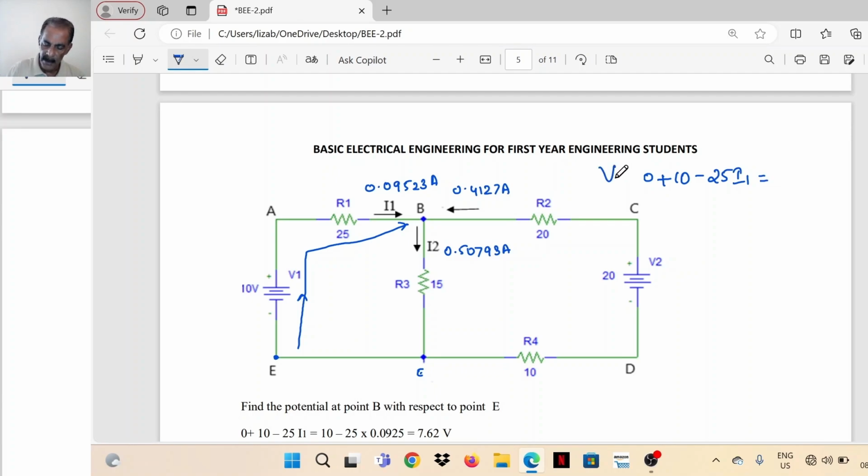So VB with respect to ground is 0 plus 10 minus 25 I1, that is 10 minus 25 into 0.09523. You will get this as 7.62 volts.